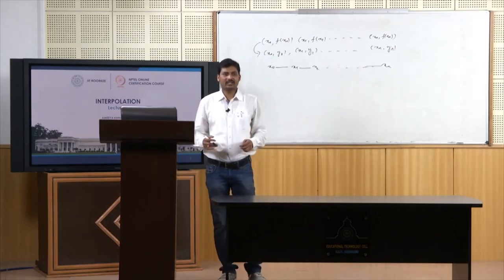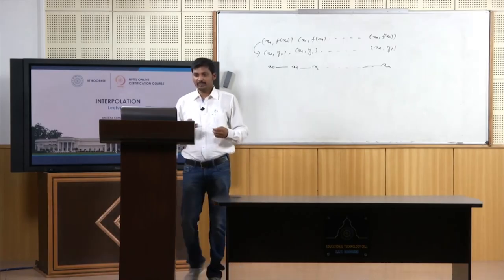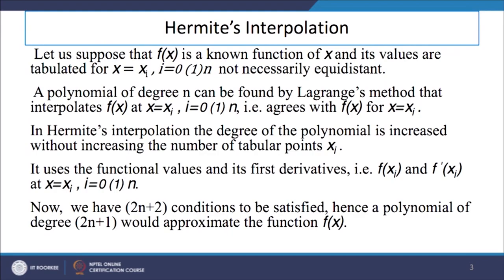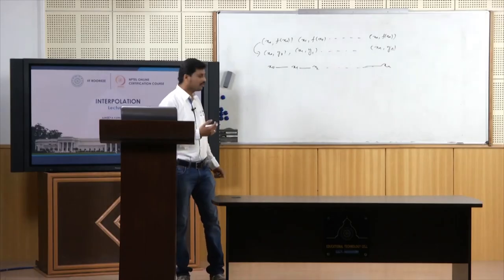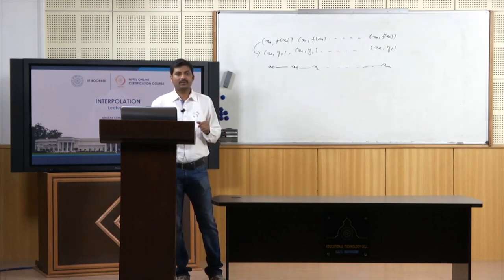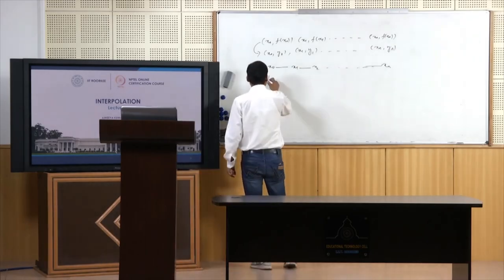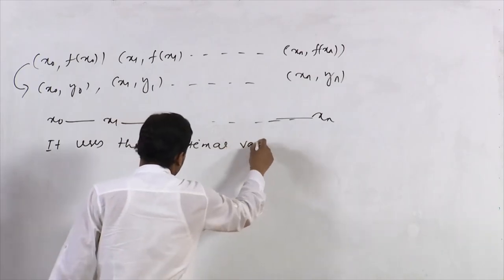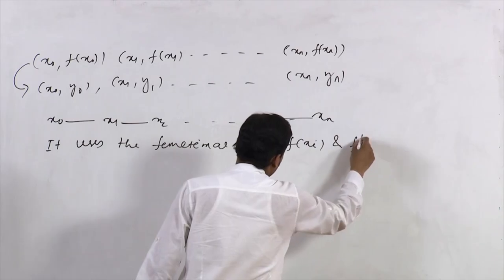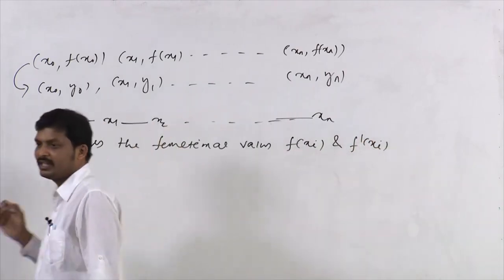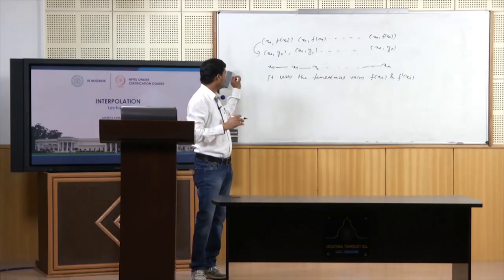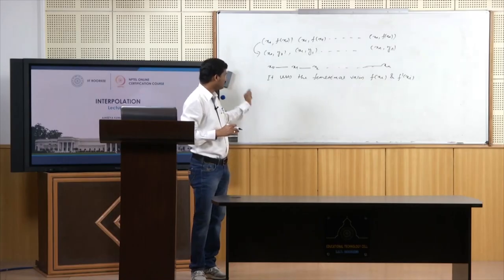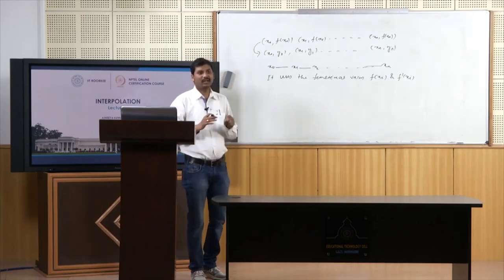But in Hermite's interpolation, we can extend the polynomial's degree at the same number of points. This means in Hermite's interpolation, the degree of the polynomial is increased without increasing the number of tabular points. It uses the functional values, that is f of x0, f of x1, f of x2, and the first order derivative at those points also. This means that it uses f of xi and f dash of xi, where i varies from 0 to n. So if we have all the points 0, 1, 2 up to n, and f of xi is satisfied at n plus 1 points, and f dash of xi is satisfied at n plus 1 points, then we will have 2n plus 2 conditions here.